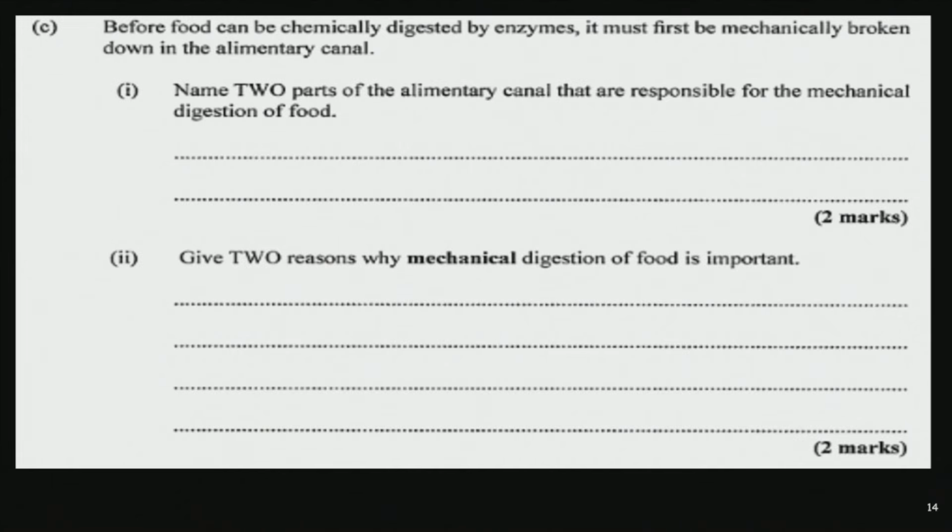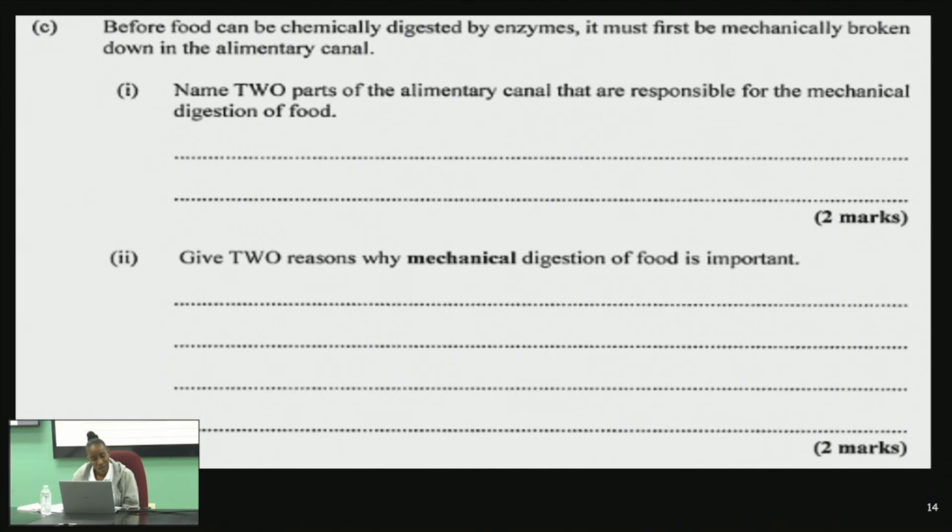Now, the question naturally moves to talk about digestion. So it says, before food can be chemically digested by enzymes, it must first be mechanically broken down in the alimentary canal. Name 2 parts of the alimentary canal that are responsible for the mechanical digestion of food. So 2 locations that we have is our mouth, and the structure in our mouth, which helps with mechanical digestion, would be our teeth.